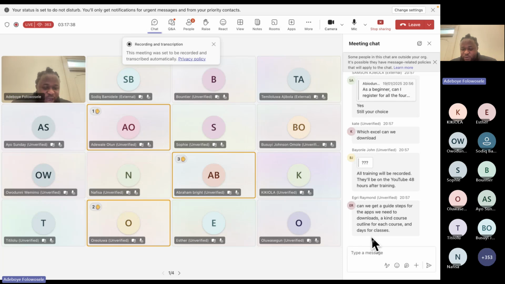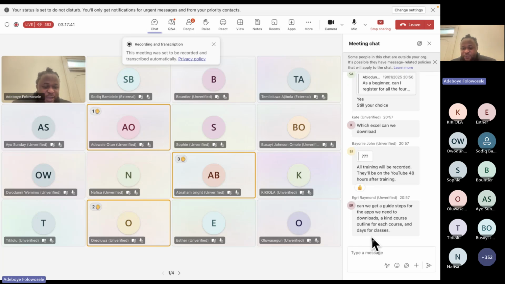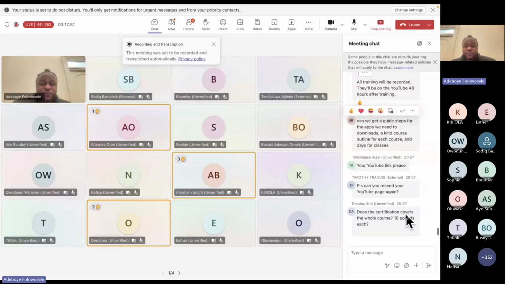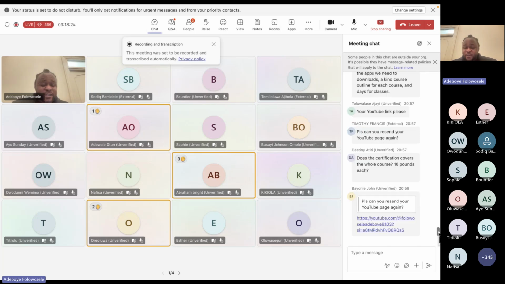Can we get a guide of steps for the apps we need to download? A course outline for each course and days for classes? I'm not going to give an outline for each course, and that is why you should attend the first class, because in the first class, I'm going to outline how each week is going to look, but I'm not going to send it to anybody. So for the first class, tomorrow, I'm going to outline everything we are going to be doing week by week. And the guide steps for the apps we need to download, I will outline in the first class too. I've sent it on WhatsApp, but some of you did not get it. So I will outline it there.